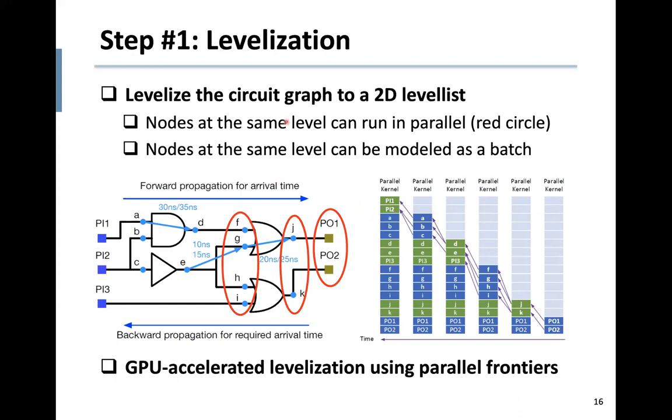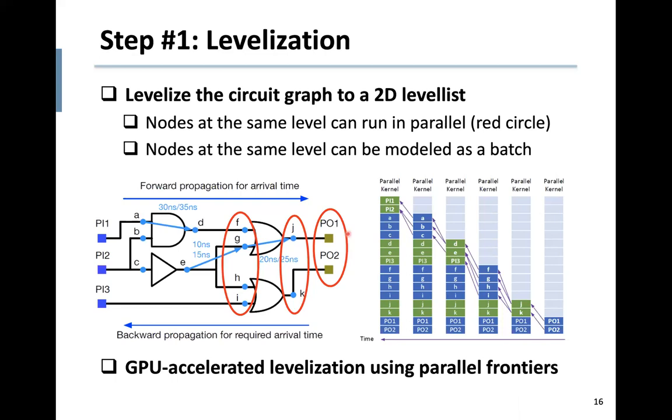Okay. In most timers, levelization is accomplished by a single CPU thread because it requires a graph traversal, and that is very difficult to parallelize using CPU threads. So we do this parallelization on GPU this way. A set of nodes called the frontier is maintained in our algorithm, and they represent the current set of nodes we are dealing with.